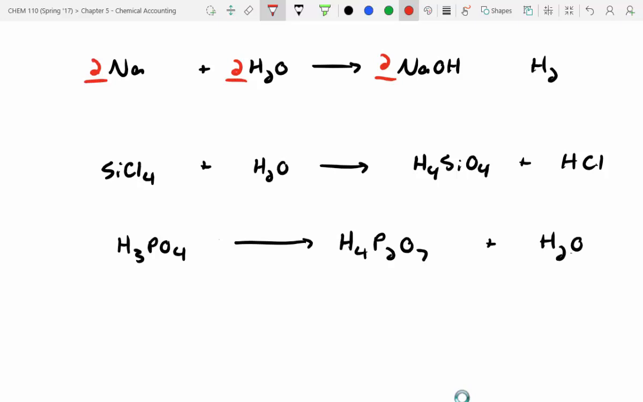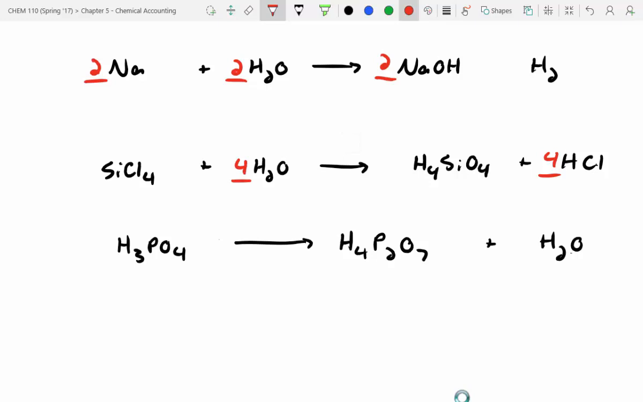All right, let's do the same thing with the silicon tetrachloride. So we've got one silicon on the left, and we've got one on the right. So we're good to go there. We've got 4 chlorines on the left, but only one on the right. So I'll go ahead and plug in a 4 over here to balance the chlorines. Okay, and then we can go to our hydrogens. We've got 2 hydrogens on the left, but now we've got 8 on the right. So what do you guys think we should do? Yeah, I would say put a 4 in front of the H2O.